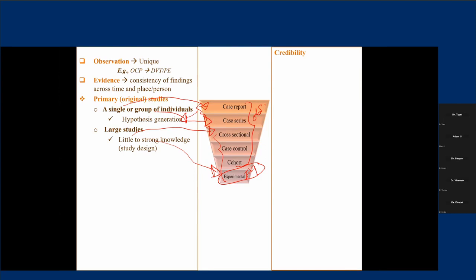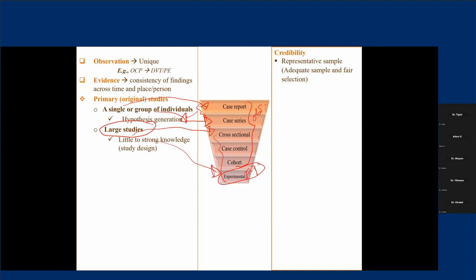So when we conduct a primary or original study, the level of evidence that we get varies with the study design. But in addition to that, there are different factors that affect the credibility of our result. The first one is sampling issue, the sample size issue. We have to be able to include representative samples. When we talk about the credibility of these studies, I'm talking about the larger studies. After we generate hypotheses from case reports and case series, we conduct larger studies, starting from cross-sectional up to experimental study. When we conduct these larger studies, despite the strength of our study design, there are different factors that we should take into consideration to assess the credibility of results that we get from this study.